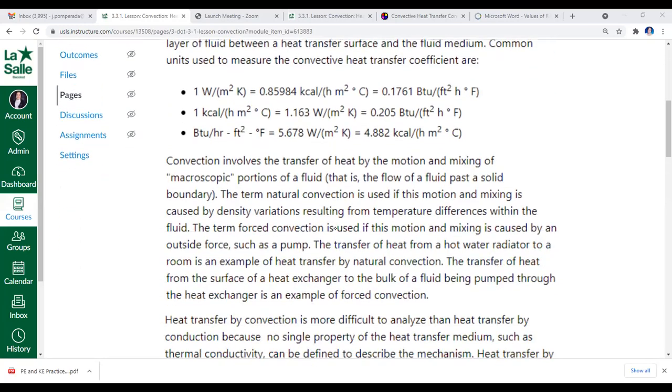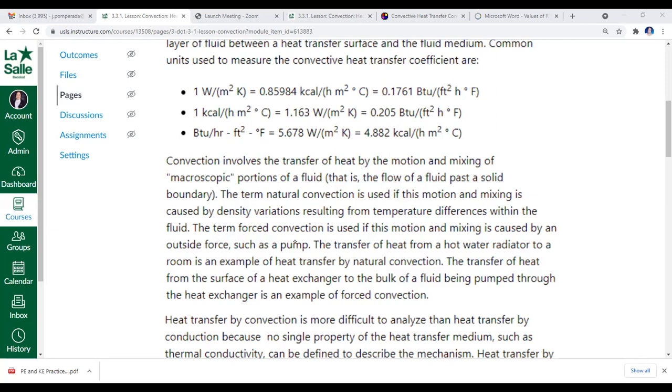Now, convection involves the transfer of heat by the motion and mixing of macroscopic portions of the fluid, that is, the flow of a fluid past a solid boundary. So again, reiterating that it's always a pair: conduction in the solid boundary and convection in the bulk fluid itself. The term natural convection is used if this motion and mixing is caused by density variations, take note, density variations resulting from temperature differences within the fluid.